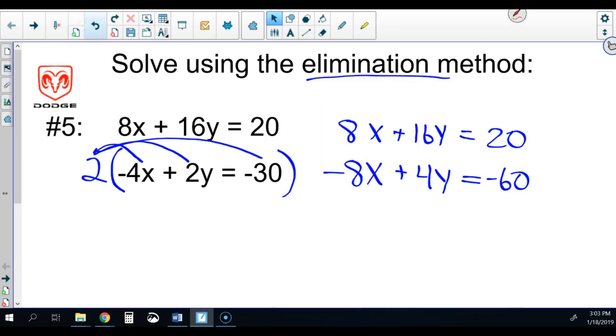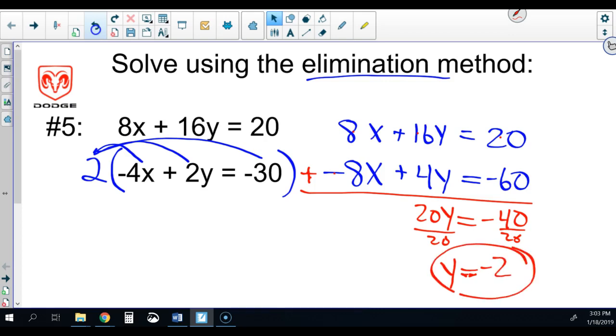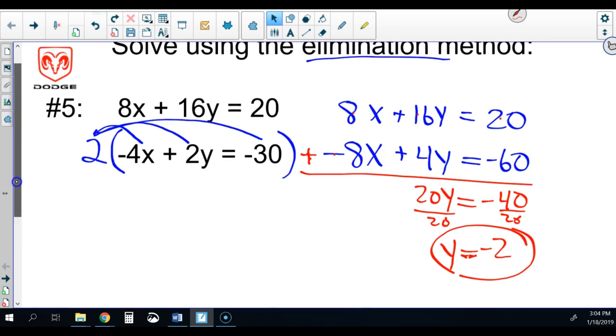That makes them eliminatable. So if I add these two equations together, 8x plus -8x cancels out, and that gives me 0. That's what I want to happen. So 0 there, plus 16 plus 4y is 20y, equals 20 plus -60 is -40. And I don't need the 0 plus there. So 20y equals -40. Divide by 20, and you get y equals -2. That's the first half of my solution.